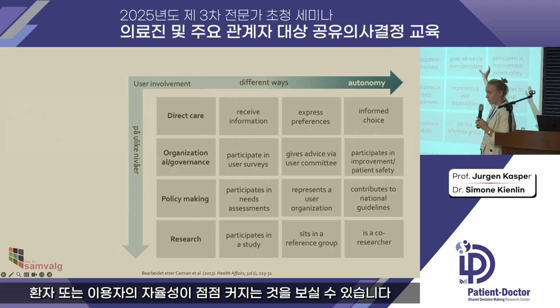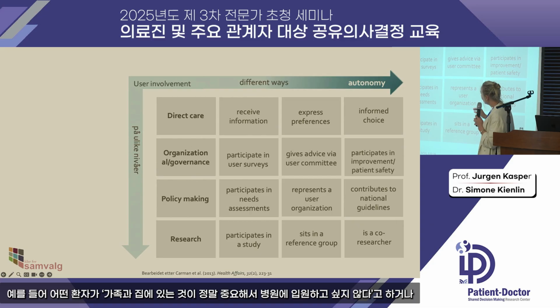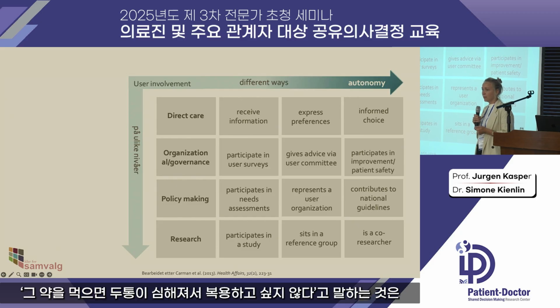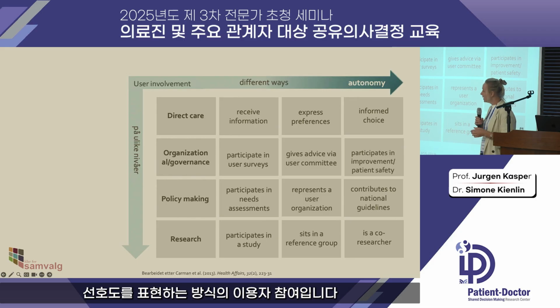gets more autonomous. So, for example, if we let a patient of ours express their preferences, oh, for me, it's so important to be home with my family. I really don't want to be in the hospital. Or I really don't want a medication, so I get even more headache, because that's so important for me, because I hate having a headache. That's one way of involving users, that we let them express their preferences.